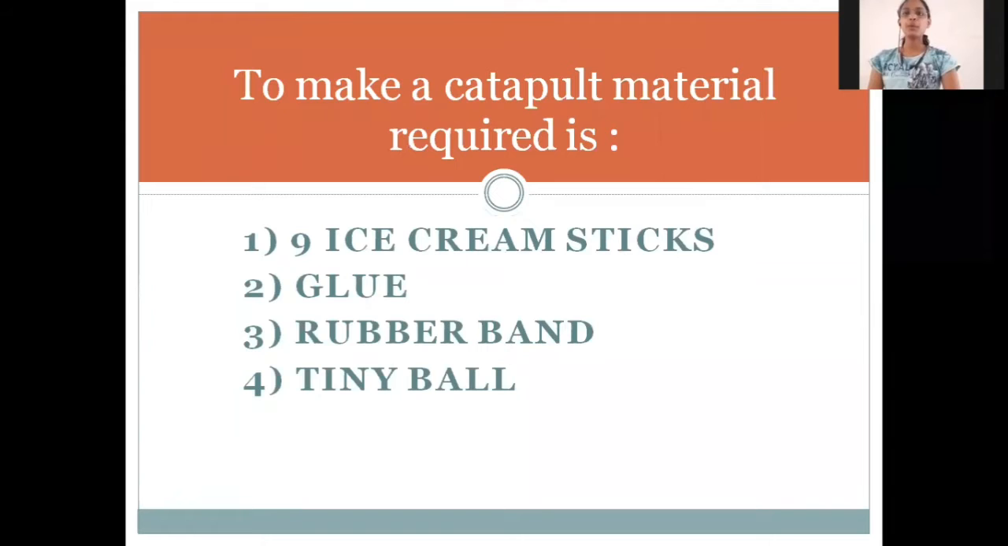To make a catapult, the material we require is 9 ice cream sticks, glue, a rubber band and a tiny ball or a table tennis ball, any small ball which is not very heavy. I will explain why we are not using a heavy ball in the further slides. So the material we require is 9 ice cream sticks, glue, a rubber band and a tiny ball.